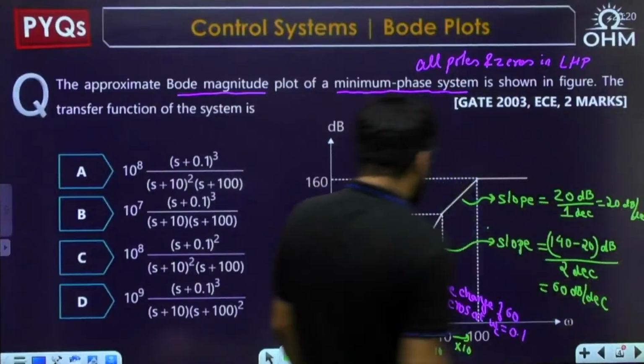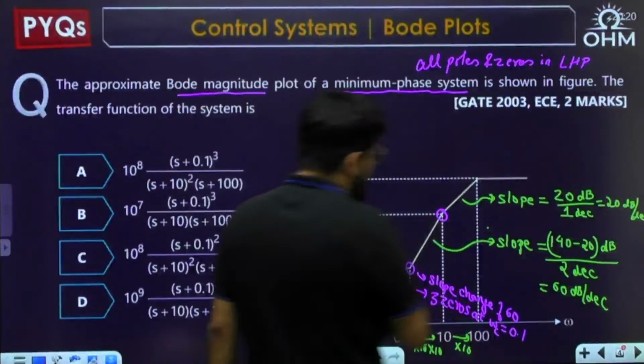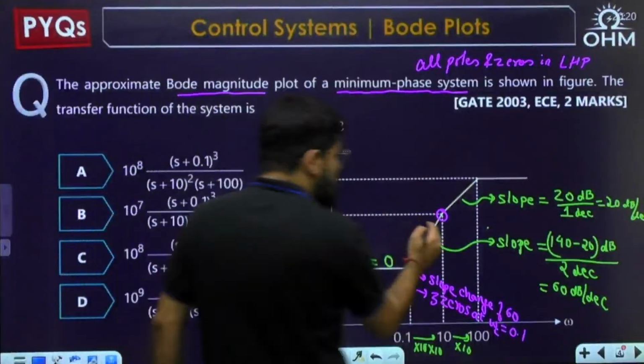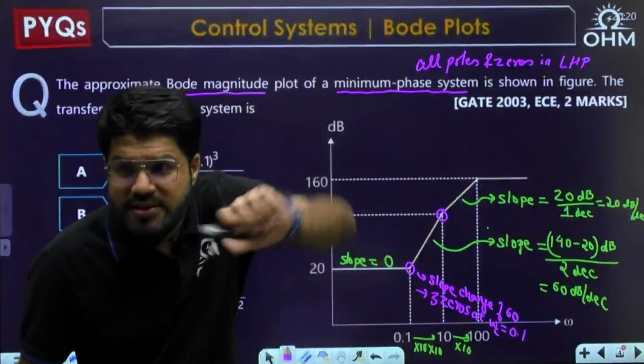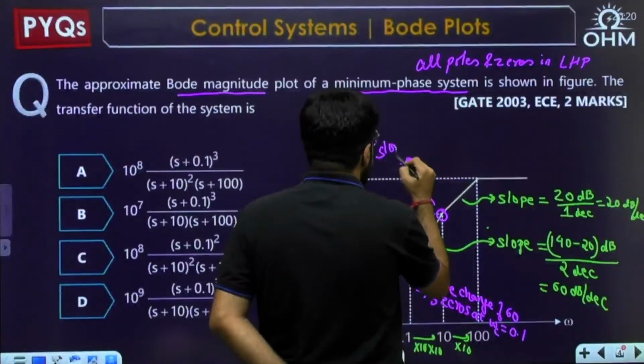Now, the important thing is how much is the slope change here? That is the important point to be noted. The slope was 60, now becomes 20. That means the slope actually decreased. I can say that here there is a slope change.